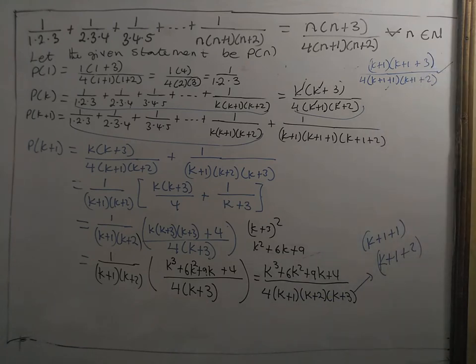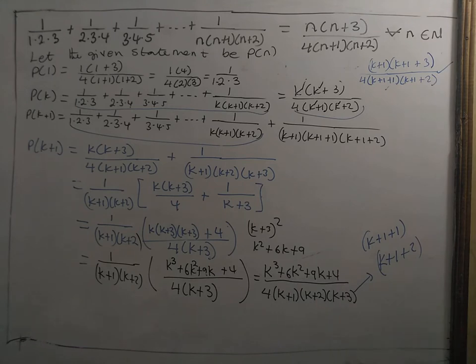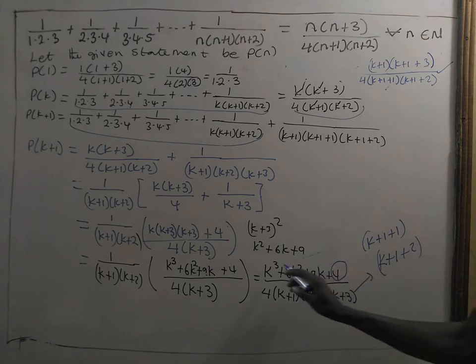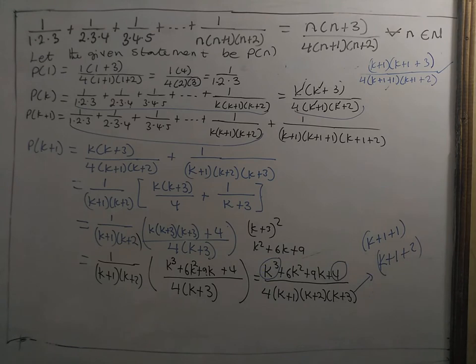Very simple. So let's see what we are going to do. At the top, we have k cube plus 6k squared plus 9k plus 4. It's a cubic polynomial, so we can use long division method to factorize this, or we can just do some simple technique. Look at this. We have a constant term here, 4, and we have k cube here. Wow. So what do we do?